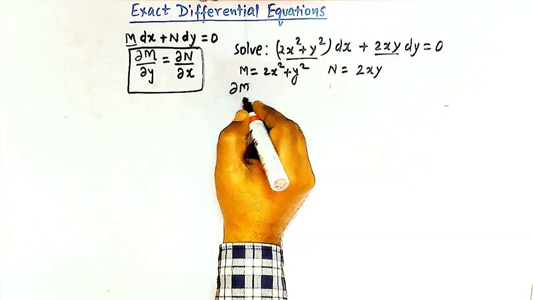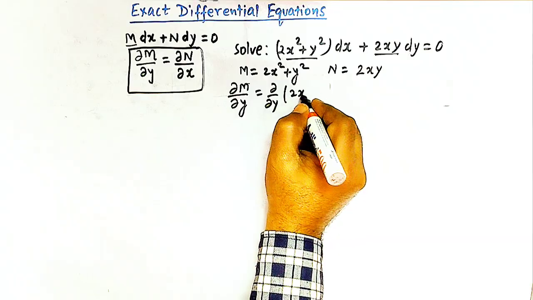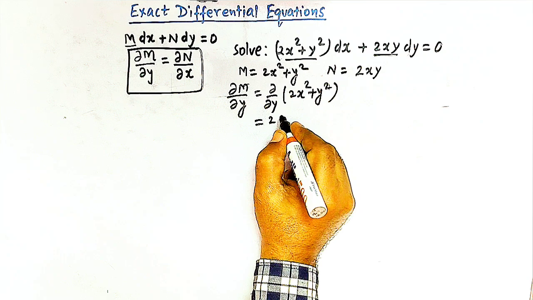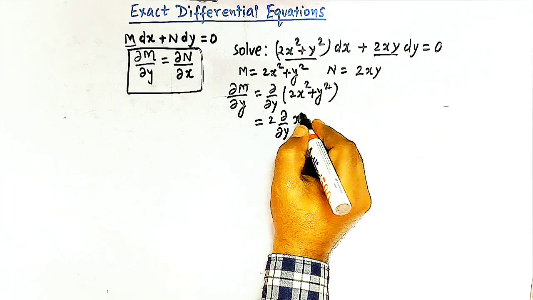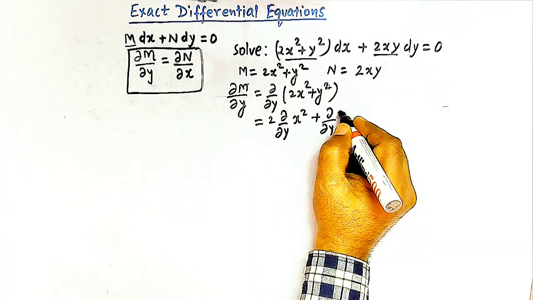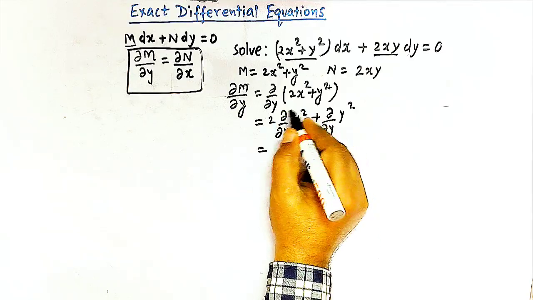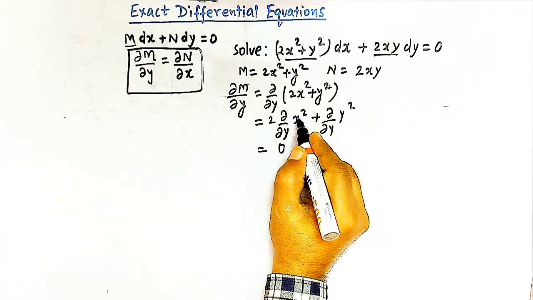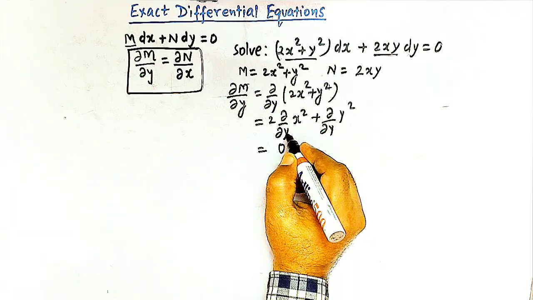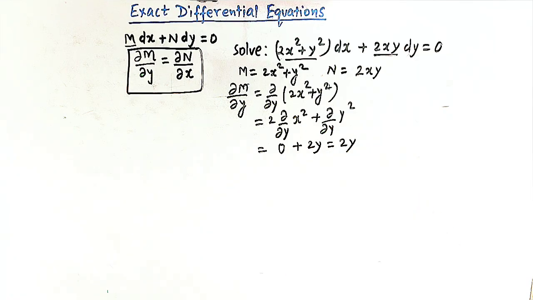So let us first verify that this given equation is an exact differential equation by equating these two partial derivatives. So here del m over del y is del over del y of 2x square plus y square, and here we have 2 times the derivative of x square with respect to y, and here we have del over del y of y square, right? So here this term is 0, because the partial derivative of x square with respect to y is 0, and here we have simply 2y. So here we have 2y.